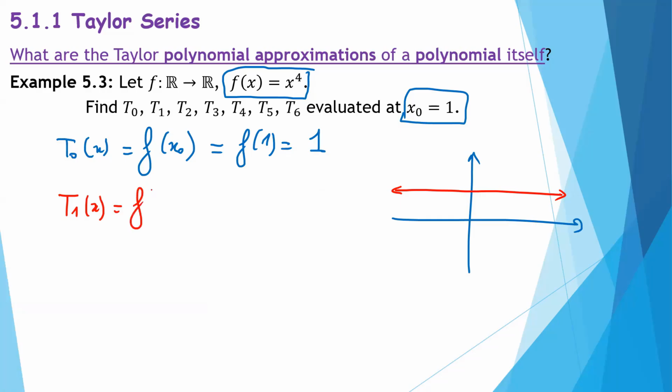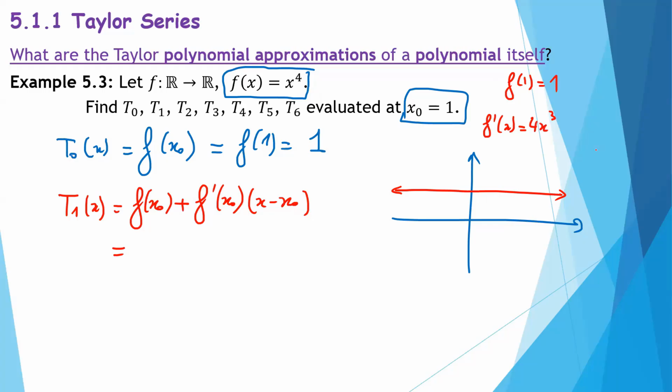What is T1? T1 is f of x0 plus f prime of x0 times x minus x0. So at 1, f of 1 is 1. We need f prime of x. What is f prime of x? It's 4x to the power 3, 4x cubed. So what is f prime at 1?